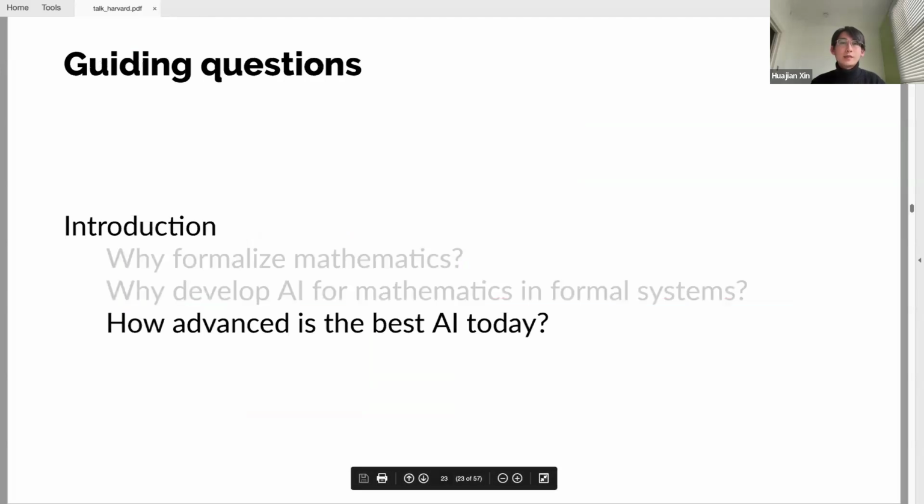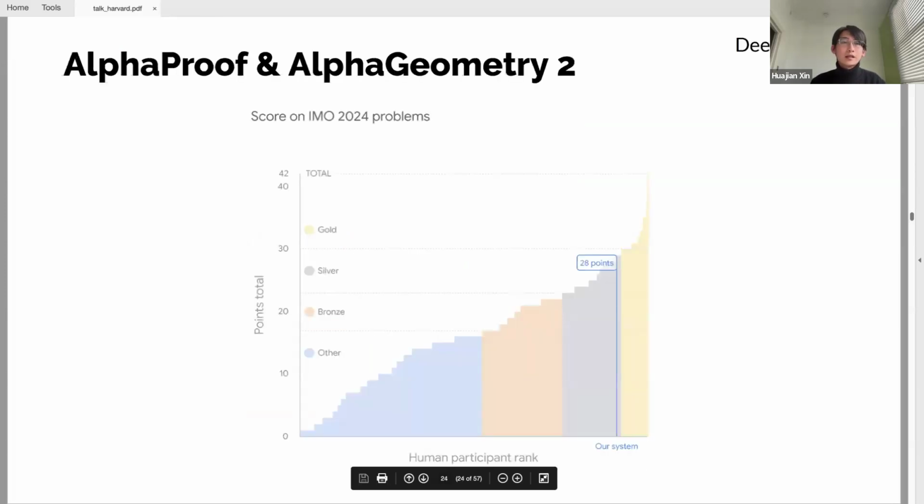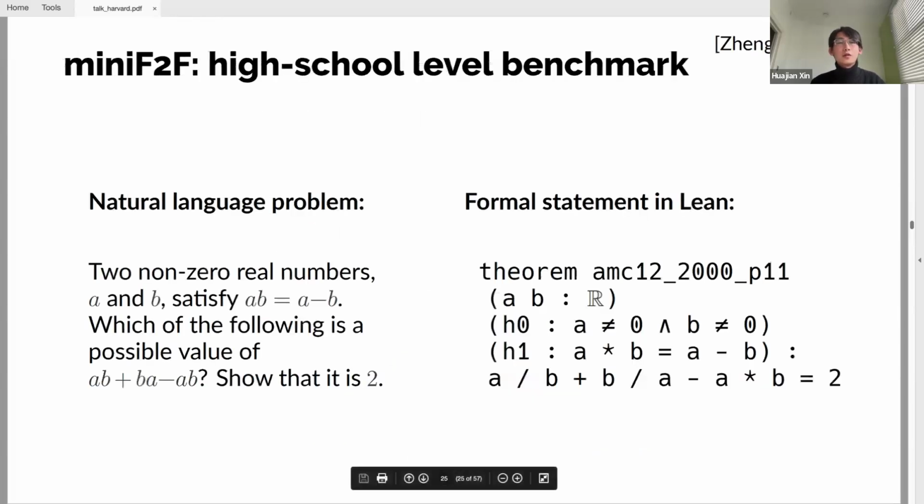So, how advanced is the best AI for formal mathematics today? It is DeepMind's AlphaProof. It achieved a silver medal in the 2024 International Mathematical Olympiad and was just 1 point away from the gold medal. However, it is closed-sourced, so details and direct access are limited. For the open-sourced models, benchmarks are essential for tracking progress.